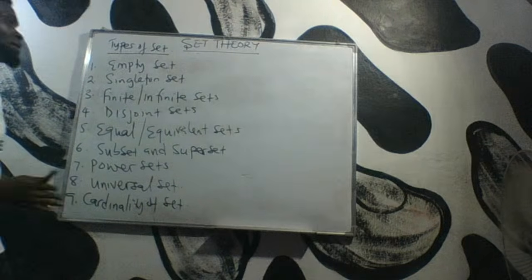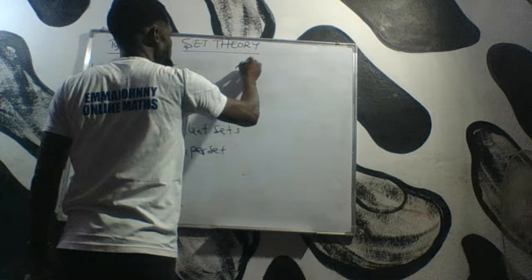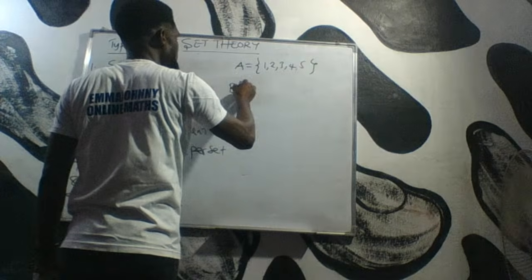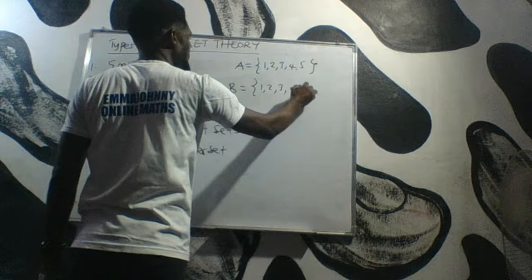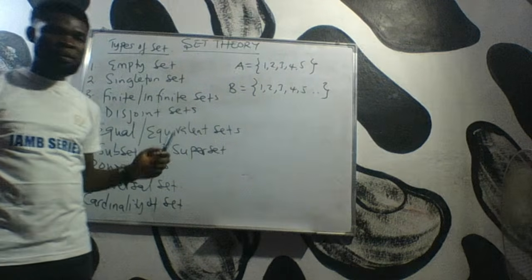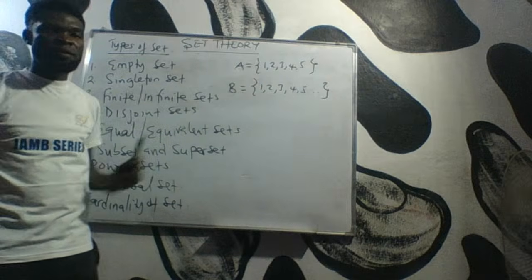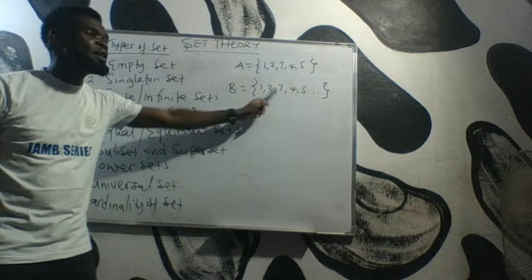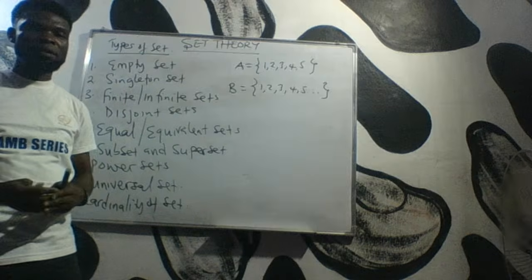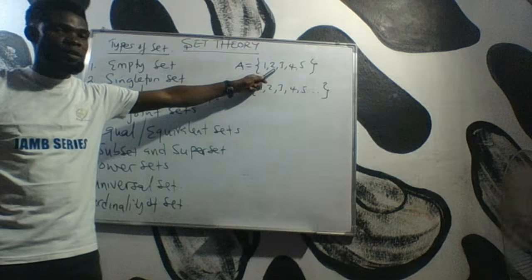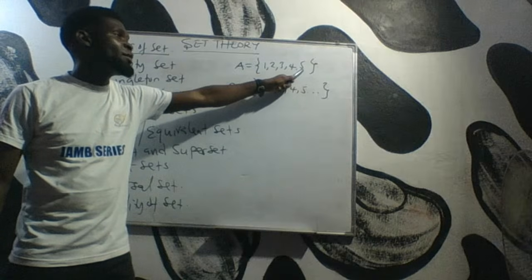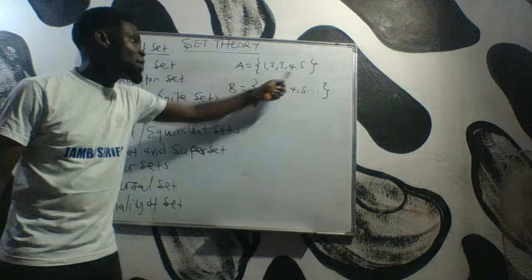Next, we have finite and infinite sets. If I have a set A to be 1, 2, 3, 4, 5, and then I have a set B to be 1, 2, 3, 4, 5, dot, dot, dot. Now, the difference between these two sets is that set A is a finite set, set B is an infinite set. So the question is, what makes a set finite and what makes a set infinite? If the number of elements of a set is countable, it is a finite set. For instance, 1, 2, 3, 4, 5. There are 5 elements in this set. So this is a finite set.